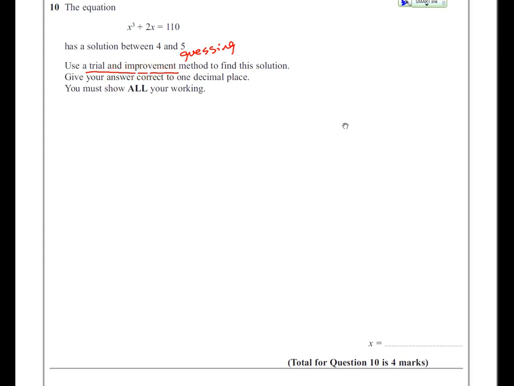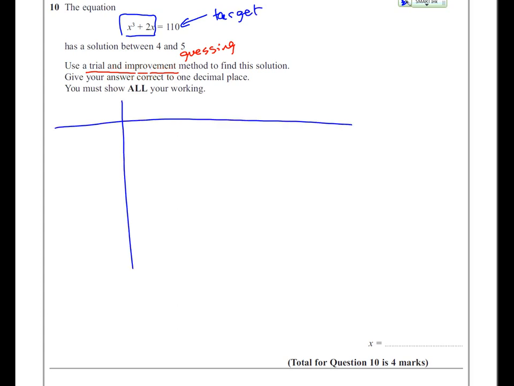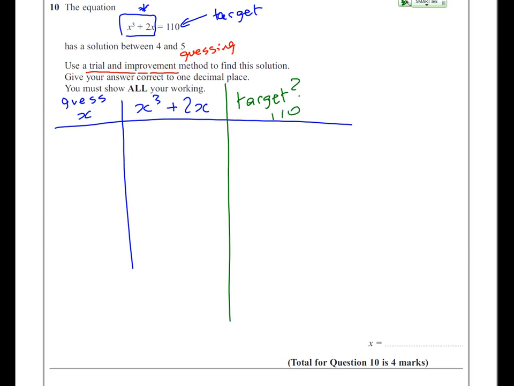So, what I want you to do is think of this as where you're trying to guess the X value, and this is what we're aiming for, our target. So we always set up a table. Basically, we put our guess, or mathematically our x value. Then we work out this bit, what it gets if you do x cubed plus 2x. And then we want to know how close it is to 110, and we're going to say too high or too low. Now, it tells you the answer, x is between 4 and 5. The first guess you should do is halfway, 4.5.